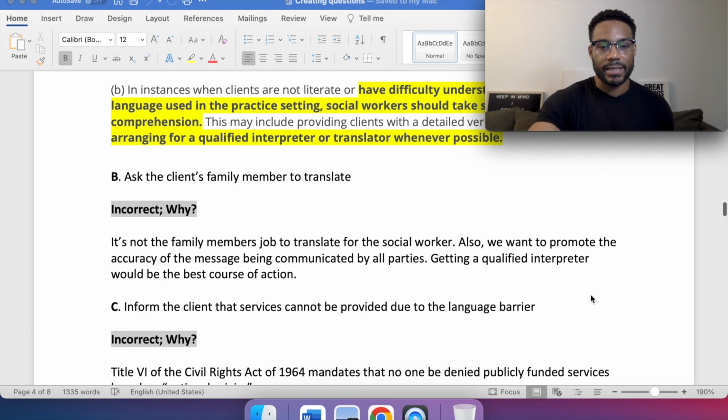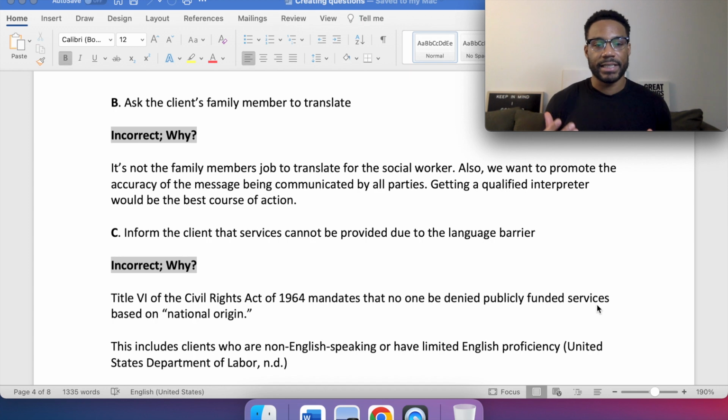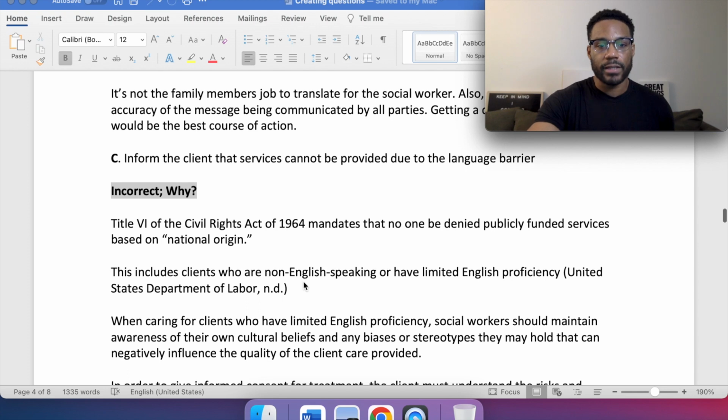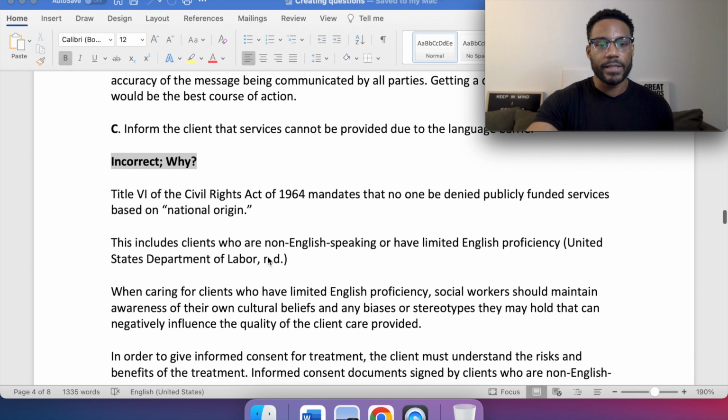And jumping into that, which is C, which is also incorrect, inform the client that services cannot be provided due to the language barrier. Incorrect. Why? According to the Civil Rights Act of 1964, no one may be denied publicly funded services based on national origin. This includes clients who are non-English speaking or have limited English proficiency. United States Department of Labor.